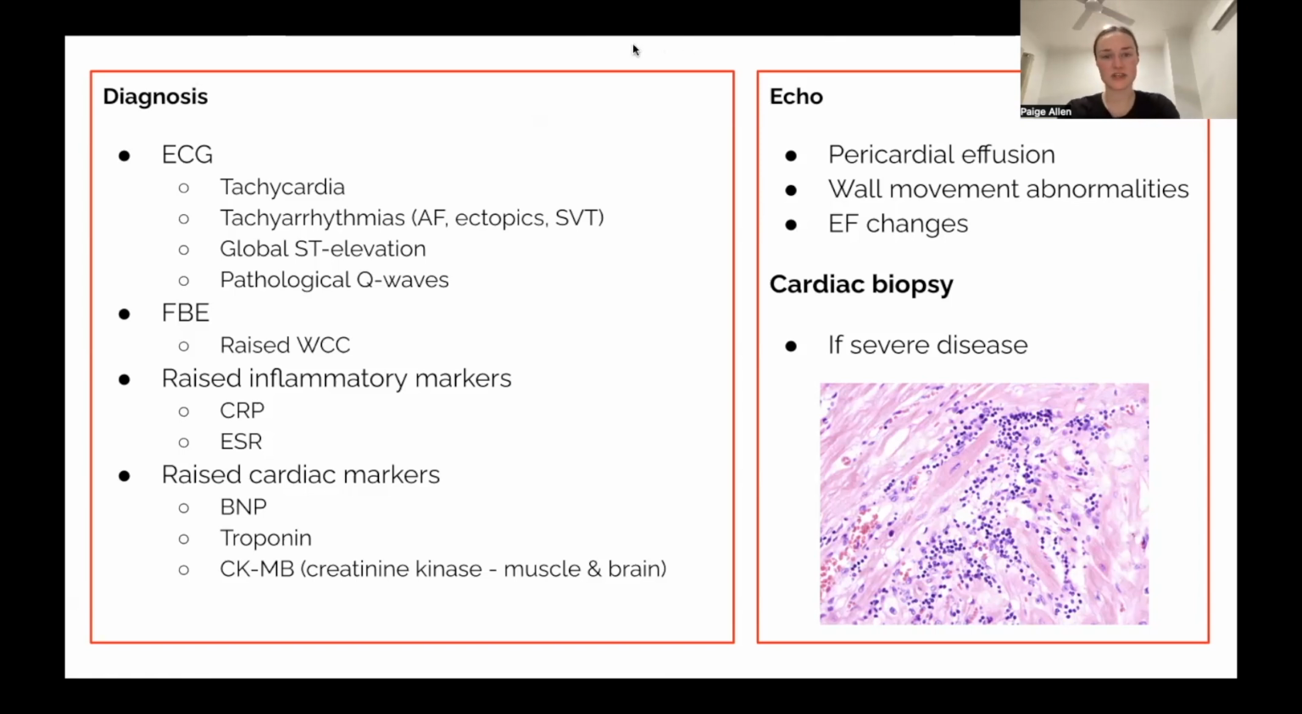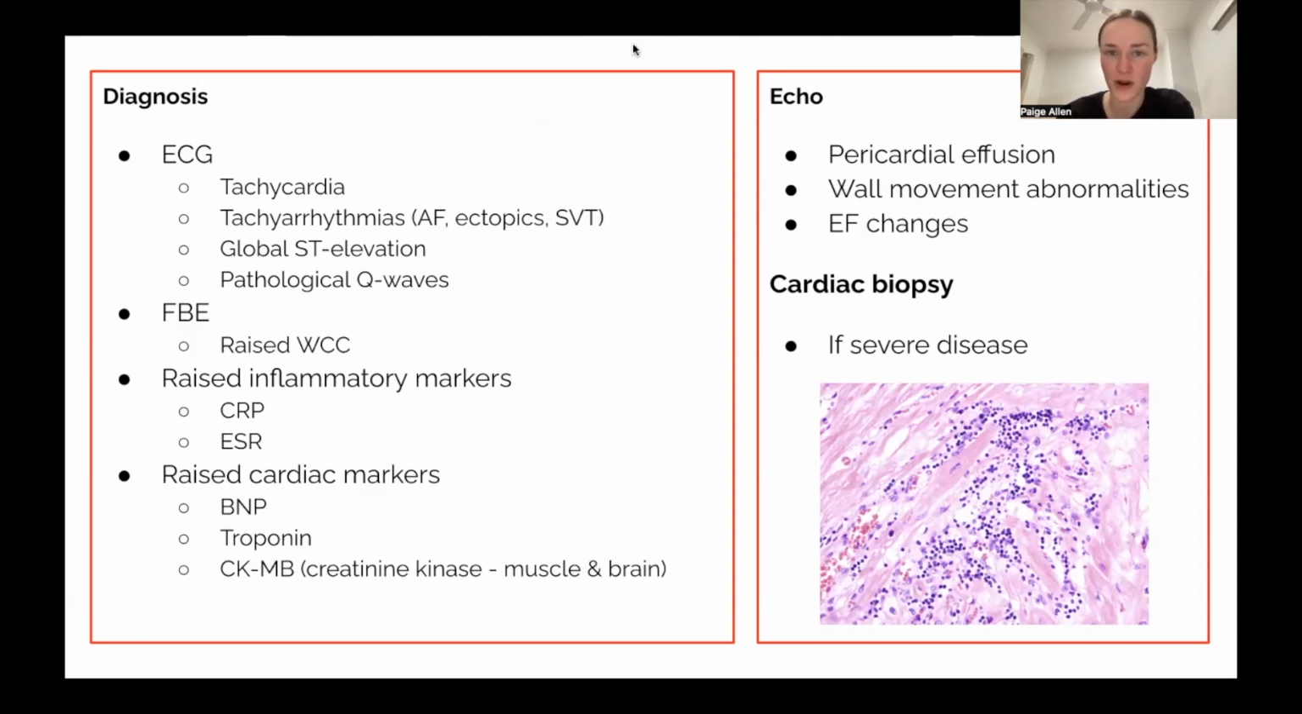The next stage is you do an echo because you want to make sure that there isn't much pericardial effusion. As you can imagine, you have inflammation of the muscle that's drawing in all your inflammatory cells and causing some edema within the myocardium, but that can actually cause edema within the pericardial space. And then that can start leading towards tamponade.